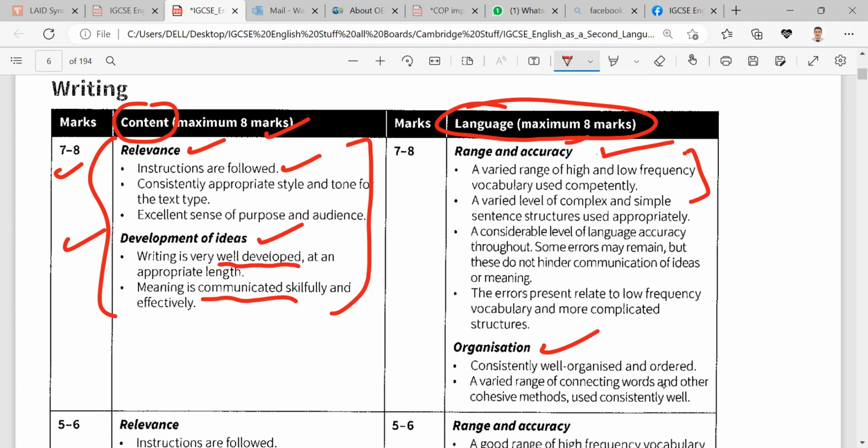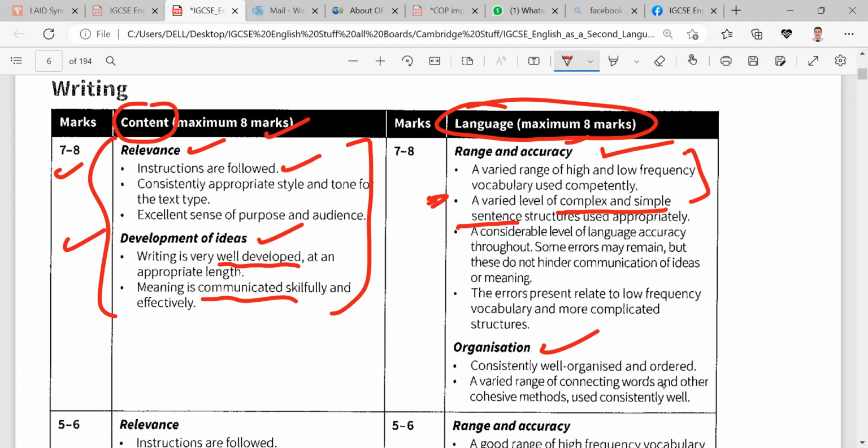Another one is related to structure, grammar. A varied level of complex and simple sentence structures used appropriately. So you should use different types of sentences. You can use simple sentences, compound sentences, and complex sentences. Okay?